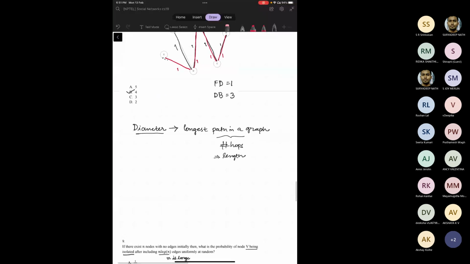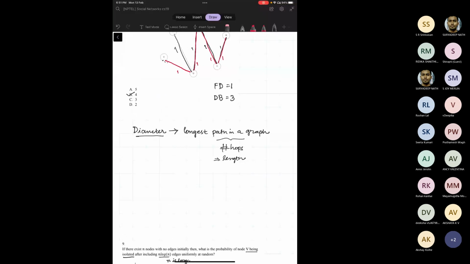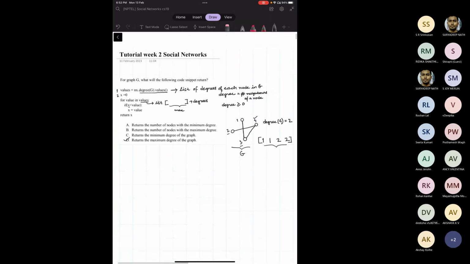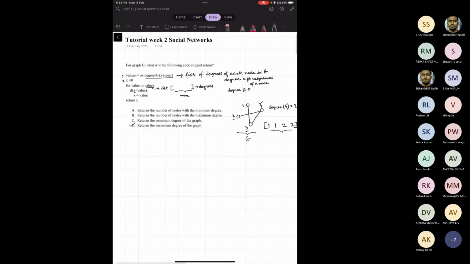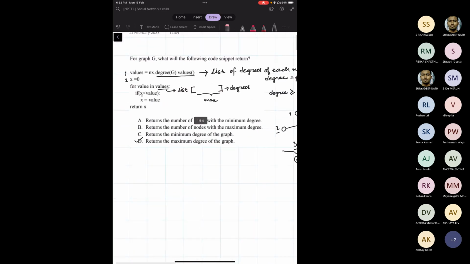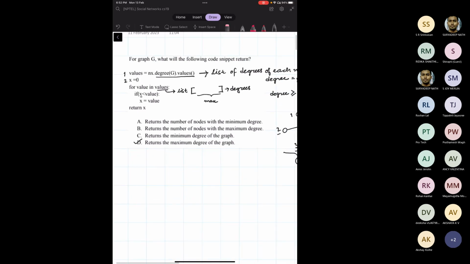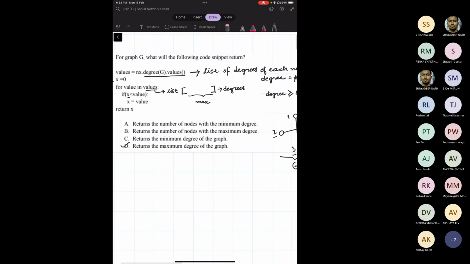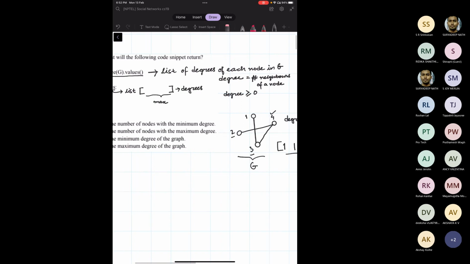Okay, someone has asked to repeat questions 1, 2, and 9 again. So I'll repeat question 1. It's given that for a graph G, what would the following code snippet return? The first line says values equal to nx.degree(G).values, x equal to 0. Then you have a loop: for value in values, if x is less than value, you update x equal to value, and you return x. What the first line is doing is degree.values returns a list of degrees of each node in G.